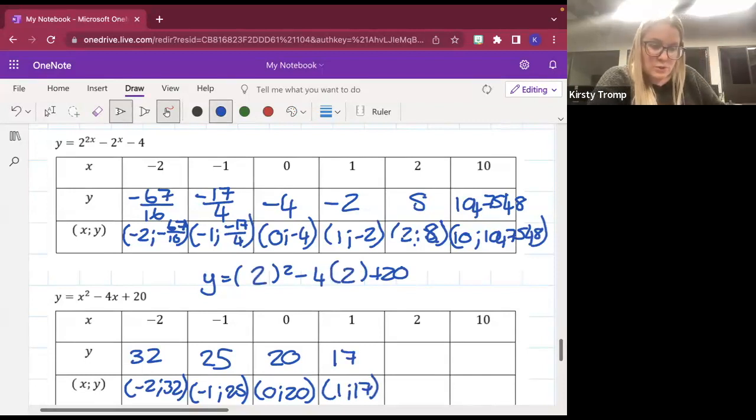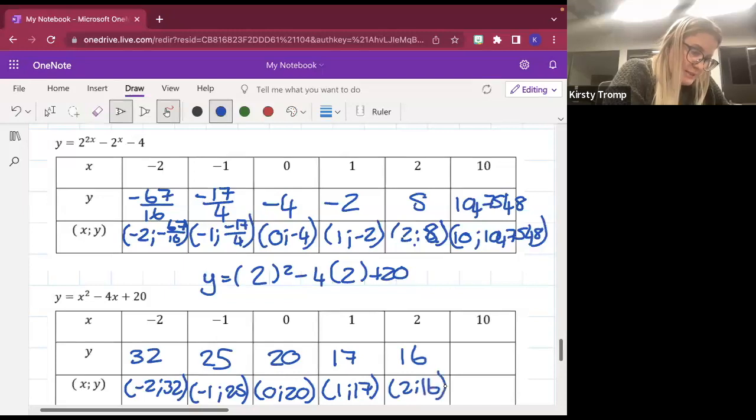Right. What do we do when we get 2? So we put that into our calculator, or you can do it the long way. That's also fine. Okay. What do we do when we put 2 in? We get 16. So 2 is to 16. And finally, we've got 10. So what happens when we have 10? When we have 10, we will get 80. And so 10 is to 80.